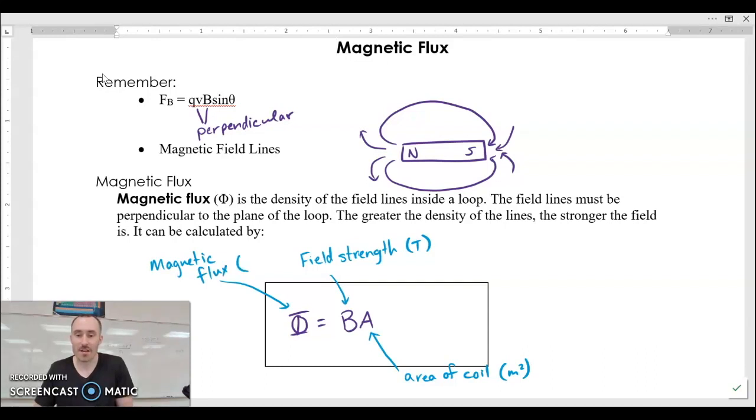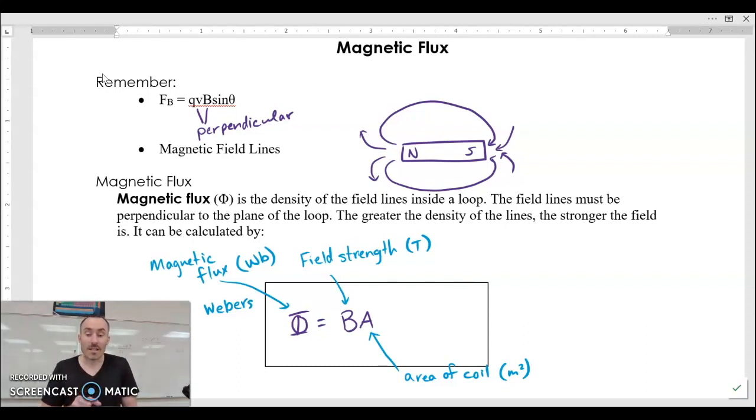It is measured in Webers. Okay, I'll write that word over here. Not "Werbs." Webers. There you go. Okay, so Webers is a named unit.